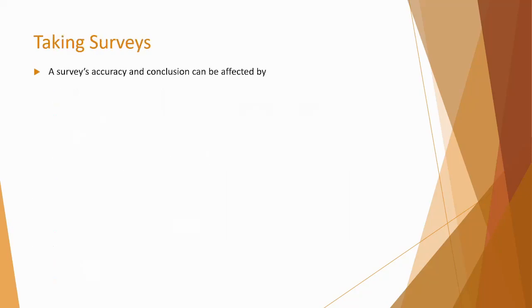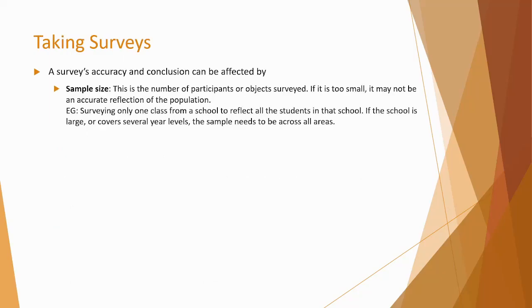When taking a survey, its accuracy and conclusion can be affected by lots of different things, one of which is the sample size. So if I take a survey and the group is too small, it may not be accurate enough for the whole population. So this might be surveying just one class out of 40 or 50 classes in a school because the sample might be too small. Or it might just be a survey of a small group of people when you need a diverse group, including different religions, genders, and ethnicities.